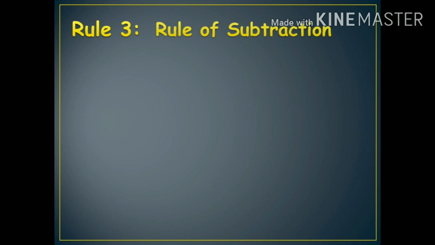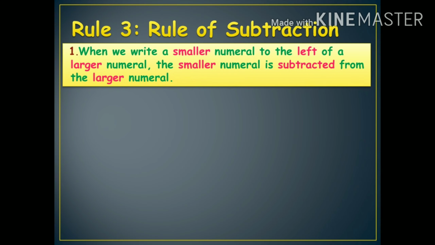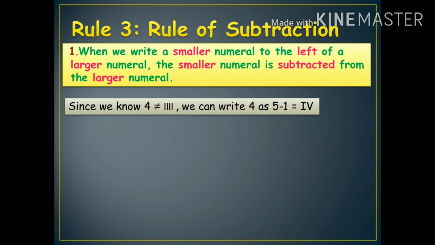Rule 3. Rule of subtraction. When we write a smaller numeral to the left of a larger numeral, the smaller numeral is subtracted from the larger numeral. Since we know 4 cannot be written as 4 times I, we can write 4 as 5 minus 1 by writing I to the left of V.